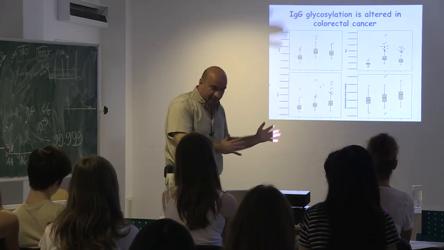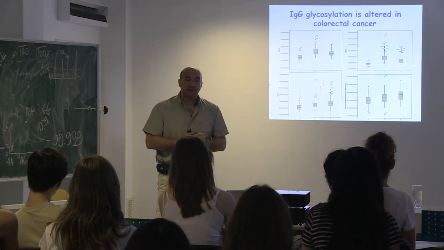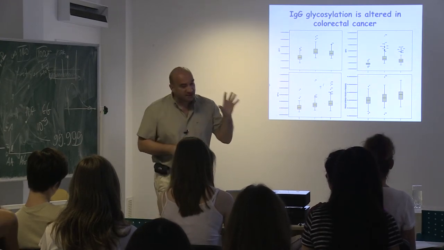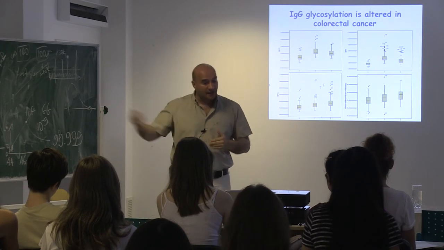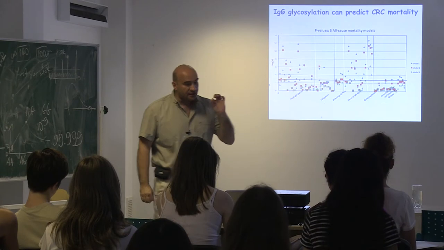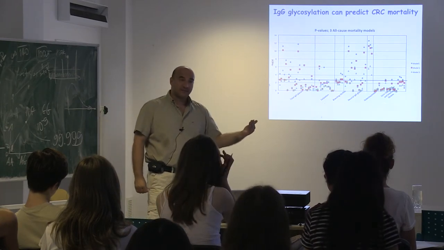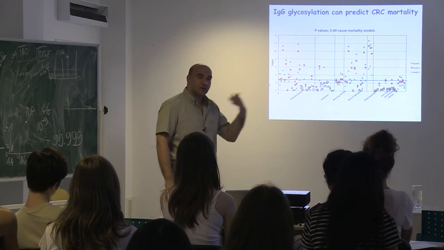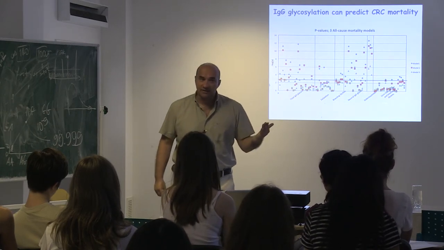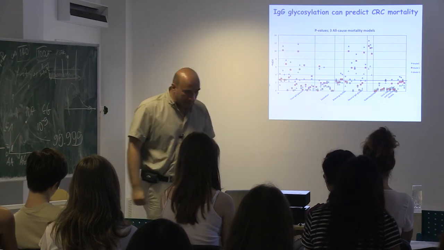And we looked at the other end of the spectrum. We looked at colorectal cancer. We studied something like 2,000 people with colorectal cancer. And we did see that they are also different in this other direction. And then also we did see that IgG glycosylation is a predictor of mortality. So depending on the way you glycosylate, your chances of dying are higher or lower.